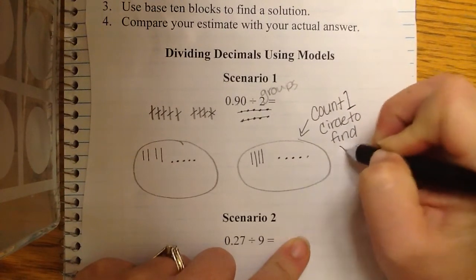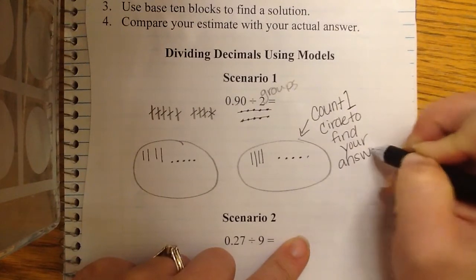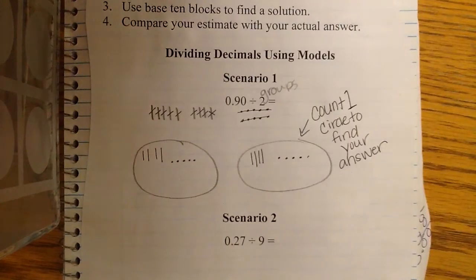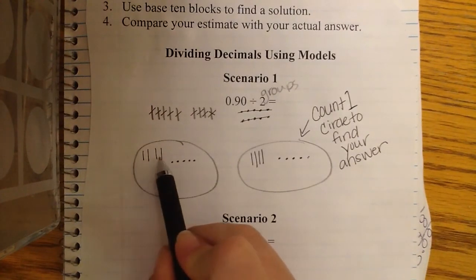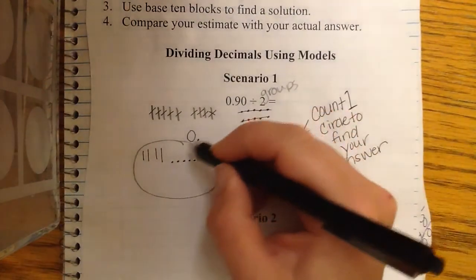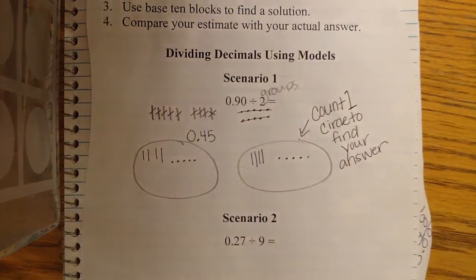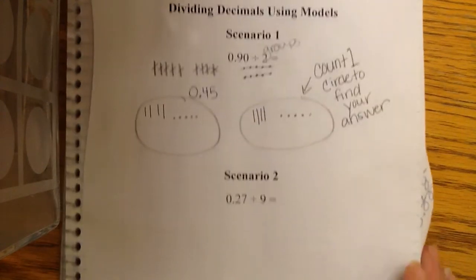To find your answer, when you divide, you're looking for what goes into one group. What does one person get? Each person's going to get, no holes, I don't see any holes. Each person's going to get 4/10, 5 hundredths. So half of 90 cents is 45 cents. That makes sense. Some of you may have already known that to begin with.